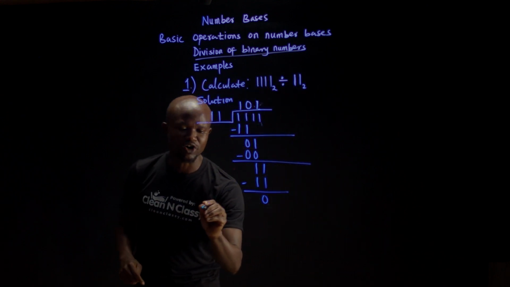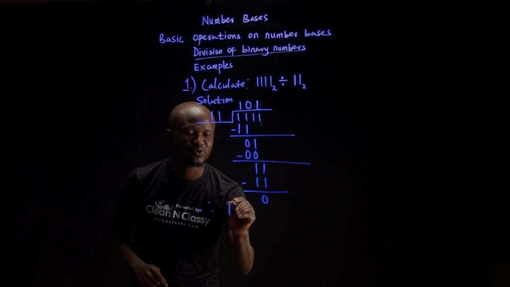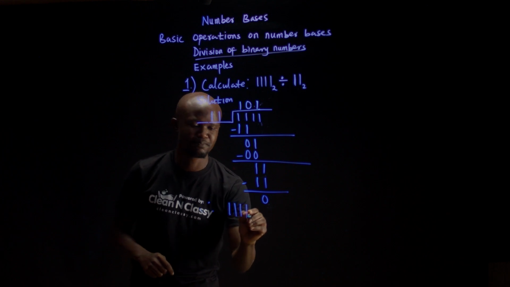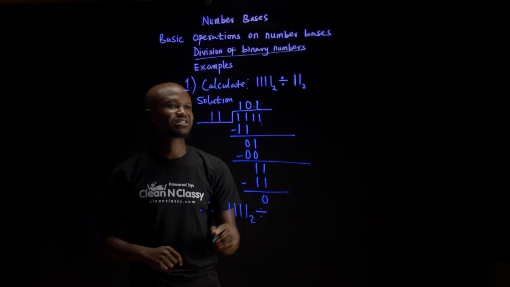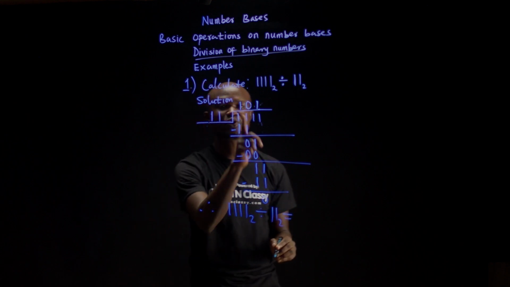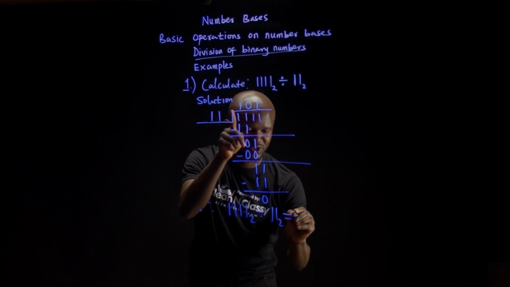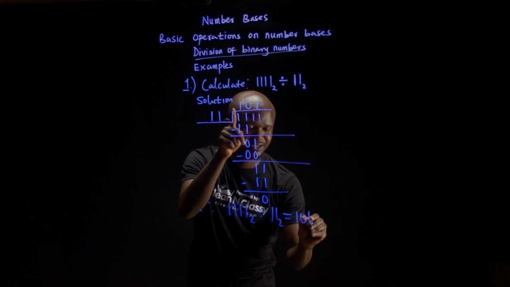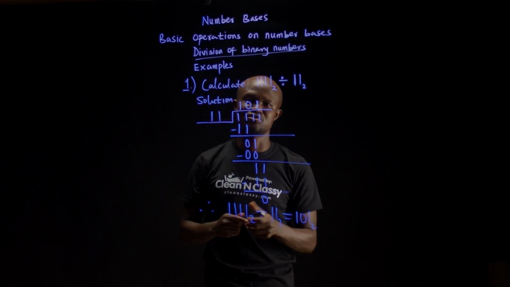Now, we can conclude that 1111 base 2 divided by 11 base 2 is equal to the quotient, which is 101 base 2. That is the solution to the problem.